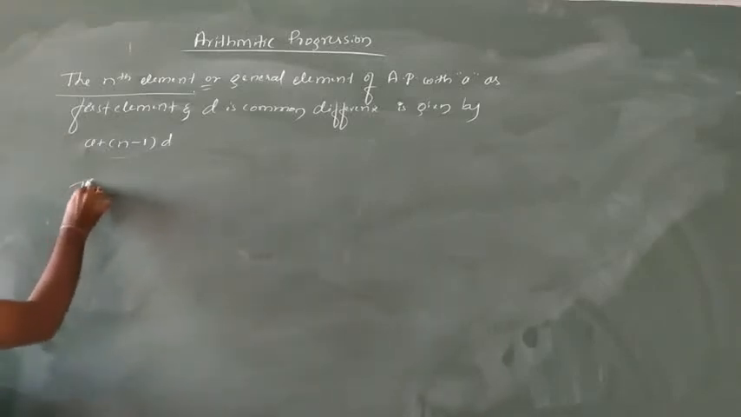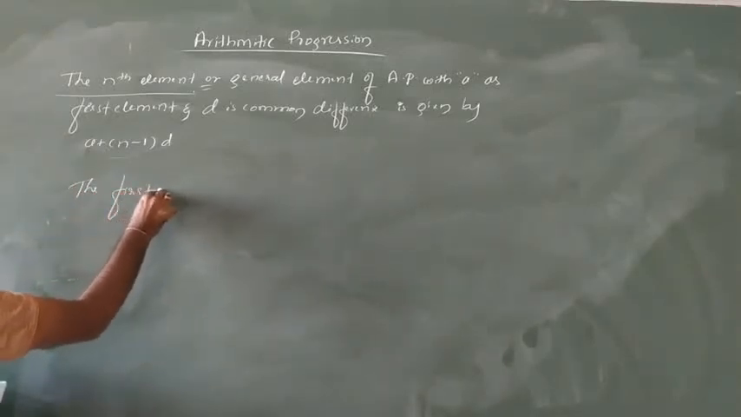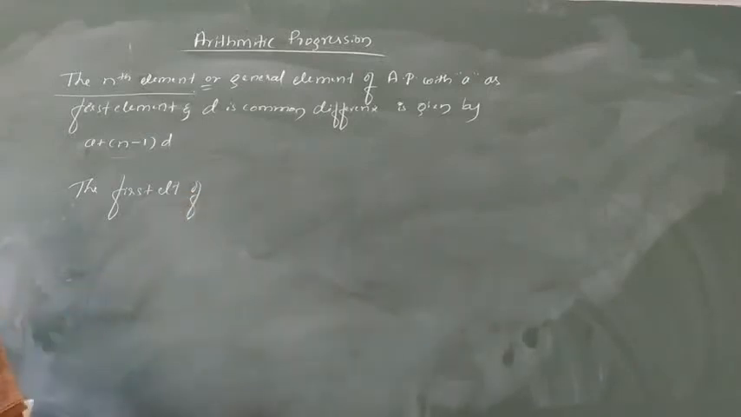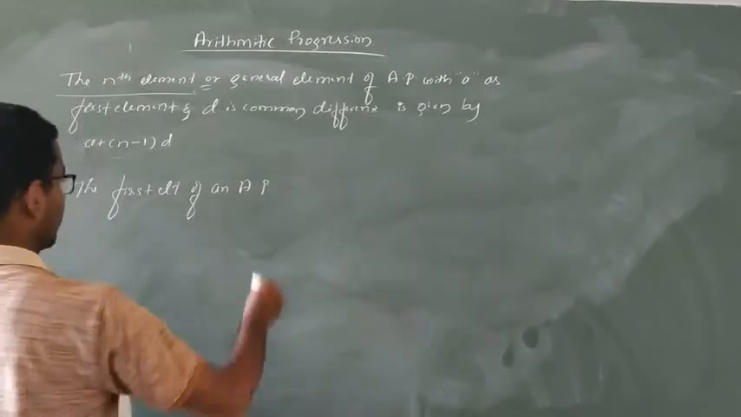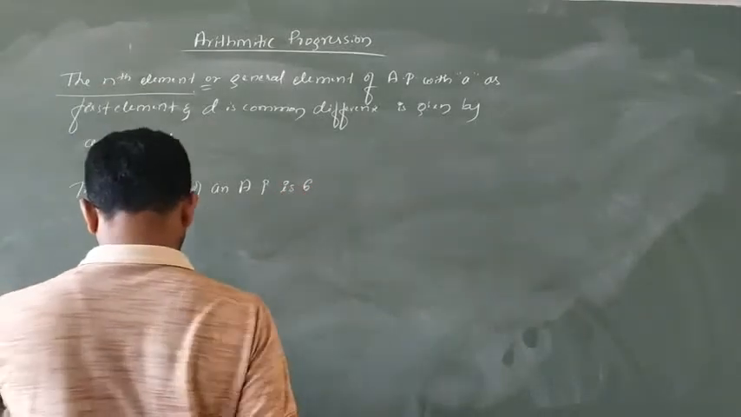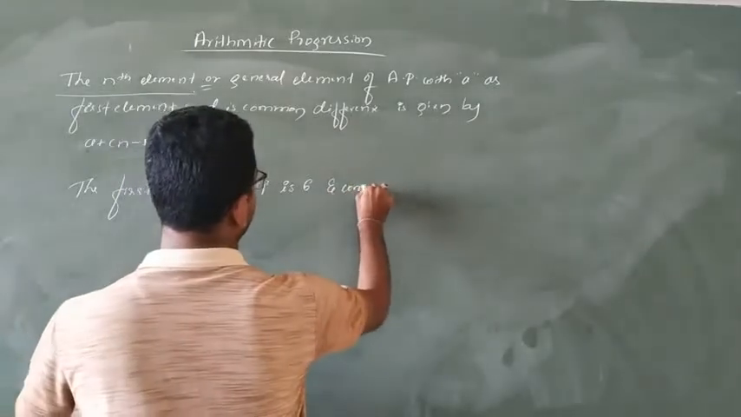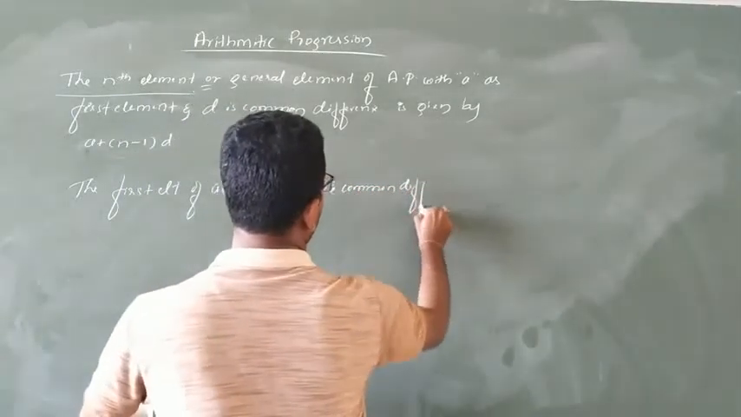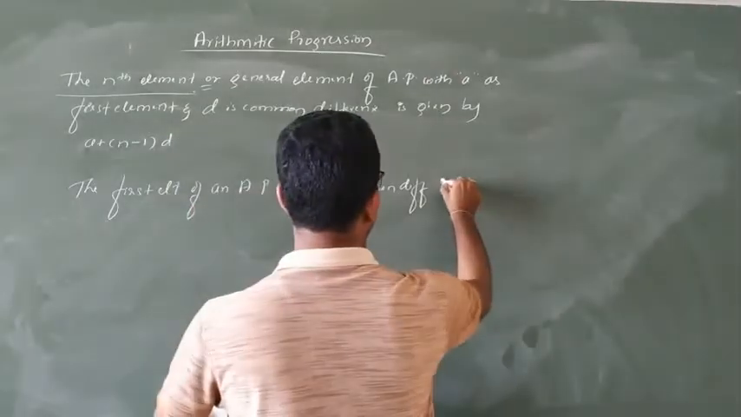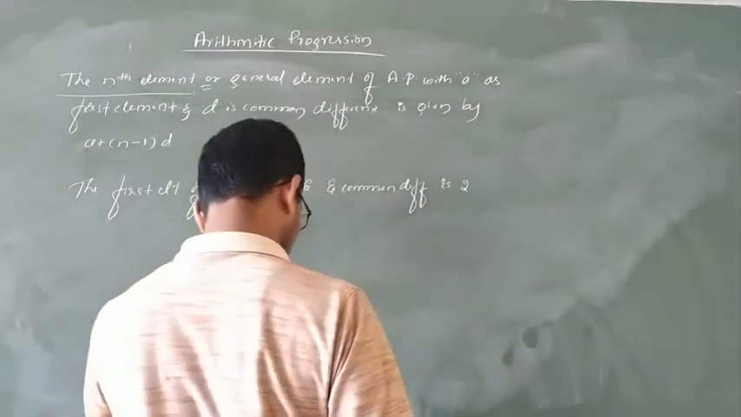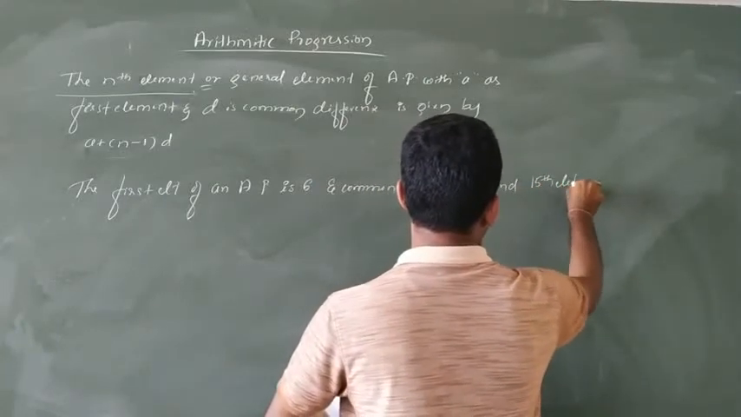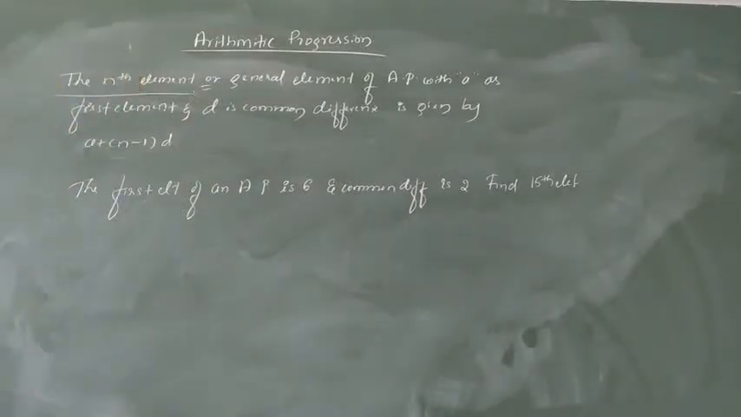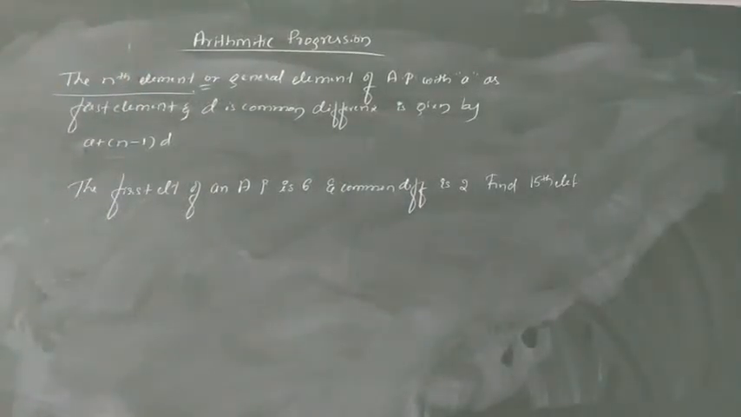A simple example we have given. The first element of an AP is 6, and the common difference they have given is 2. Find the 15th element. Okay. So examples are very easy, as you people have studied in the previous year. Okay. I am just going to highlight this one.